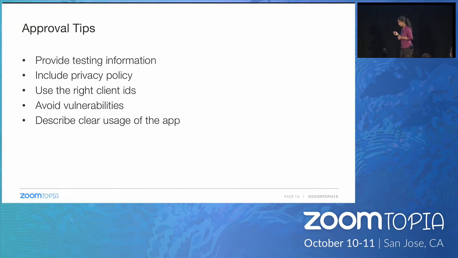Using the right client IDs. The platform provides two sets of client IDs, dev and prod client IDs. We understand each company could have their own development and production environments, and we encourage the usage of the right client IDs in the right environment.